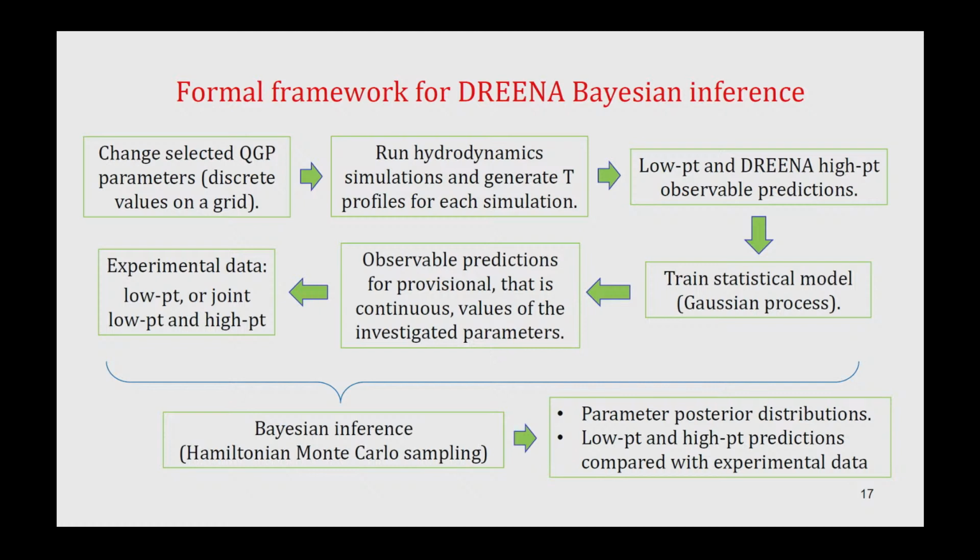And then through this statistical model, a Gaussian process, you can generate observable predictions for continuous values of the investigated parameters. And then you can use Bayesian statistics on experimental data, either low PT, which is up to now generally widely used, or joint low PT and high PT. From this, you can obtain parameter posterior distributions, and then you can generate low PT and high PT predictions from this posterior to compare them with experimental data.